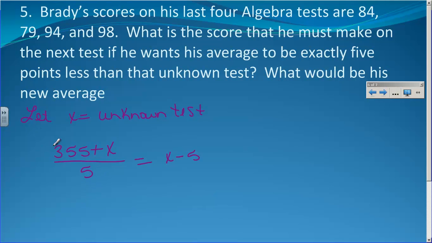So get rid of this denominator. We don't like to have it there. Clear out that fraction. So we have 355 plus x is equal to, but I have to multiply by 5 over here also, so I end up with 5x minus 25. I forgot my x. Okay, and so now I just start solving my equation. Subtract x on both sides. So you have 355 equals 4x minus 25. So now we'll add 25 on both sides.